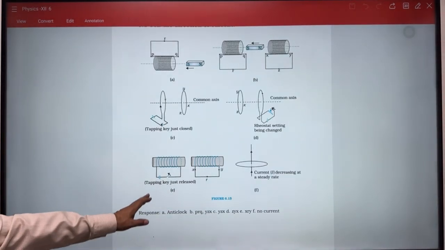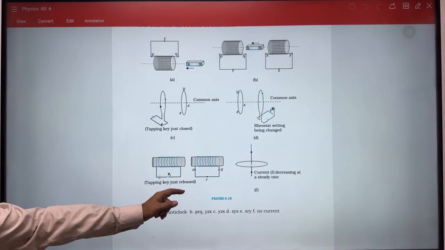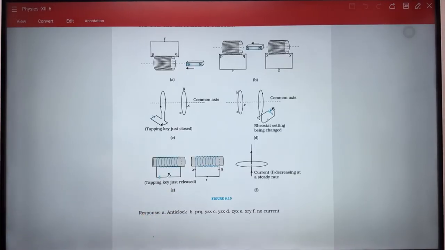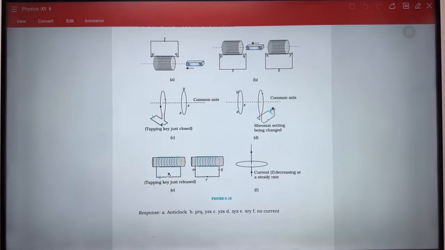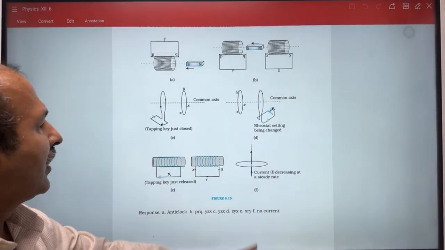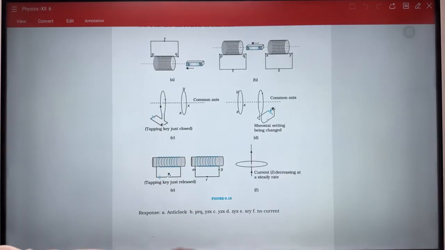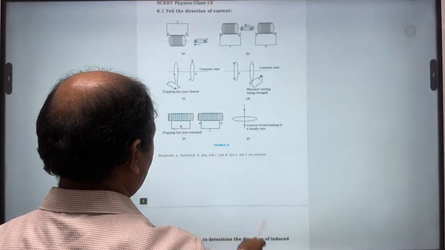Here what is happening? Here again, initially there was current in this direction. Now what is being done? Here tapping key is just released. It means current is stopped. So in this circuit, there will be current, and its direction will be X, R, Y in this direction, right? And here there won't be any change. So this is simple question. Now let's see next question.